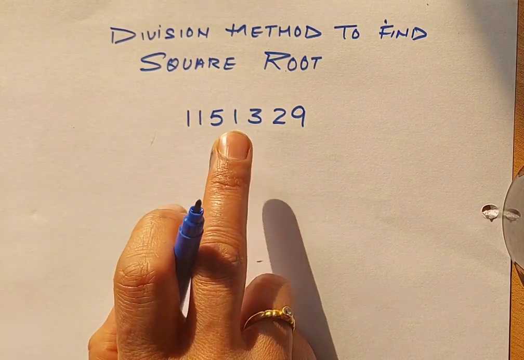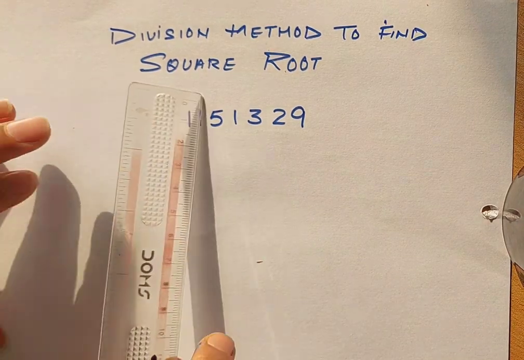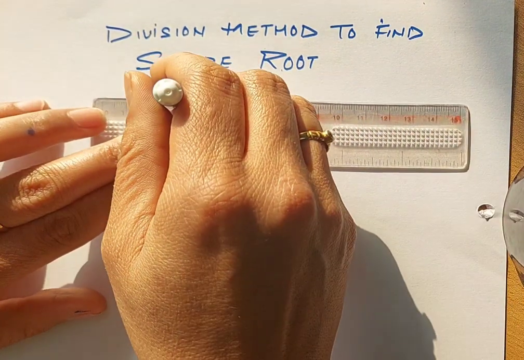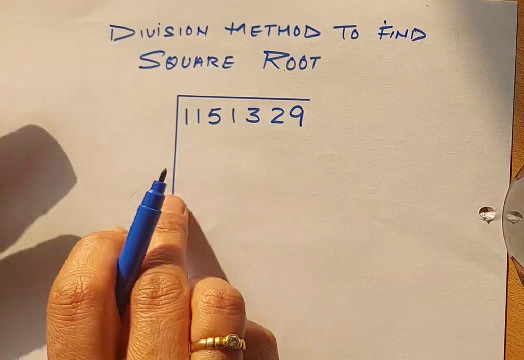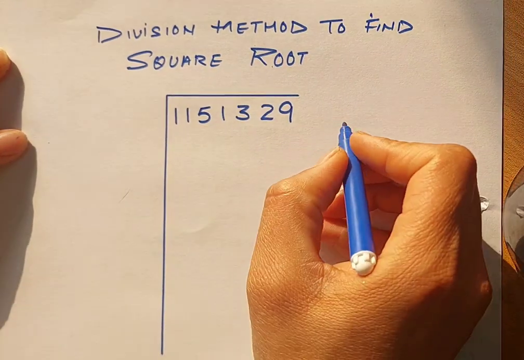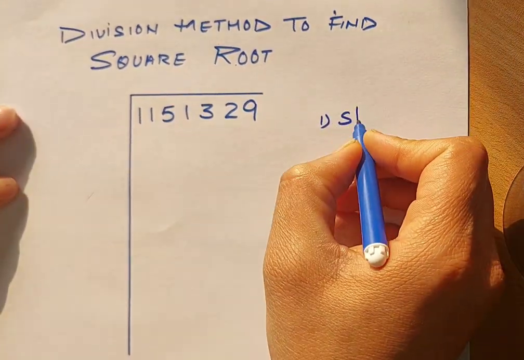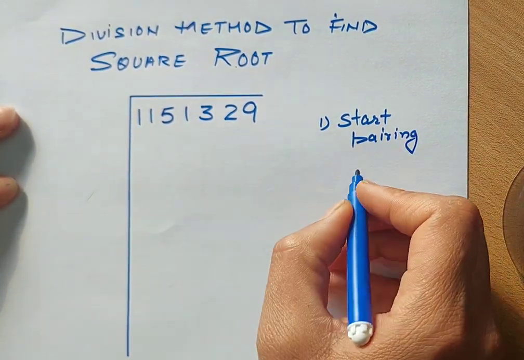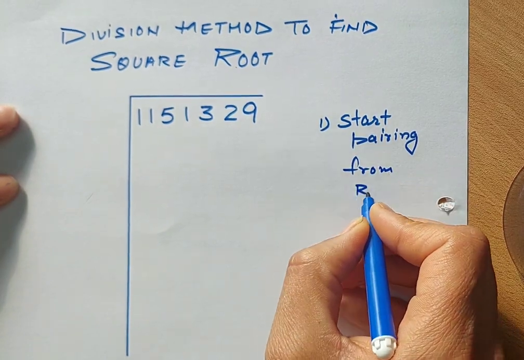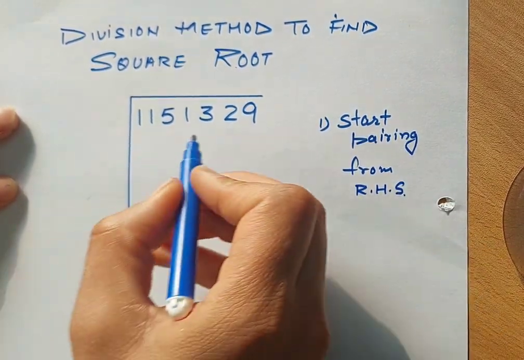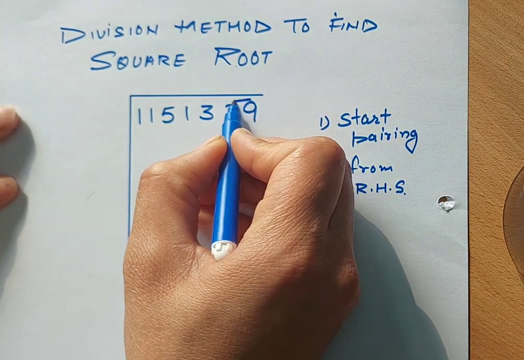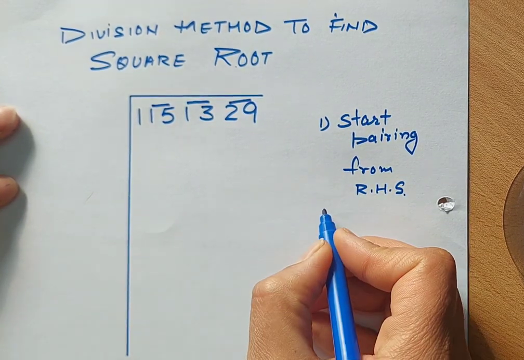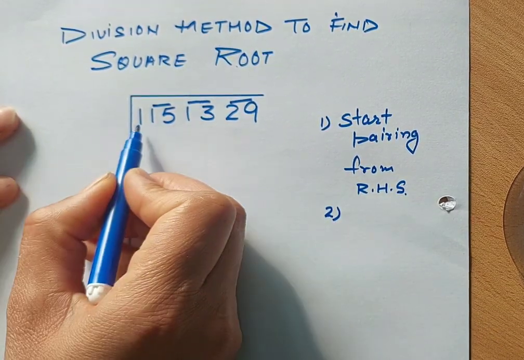If we have to find out the square root of this, what do you have to do? You have to draw a vertical line and a horizontal line here, just like this, and keep this number inside. Now step 1, start pairing from the right hand side. So right hand side is this. Start pairing the numbers like this. That's step 1. Step 2, focus on the very first number.